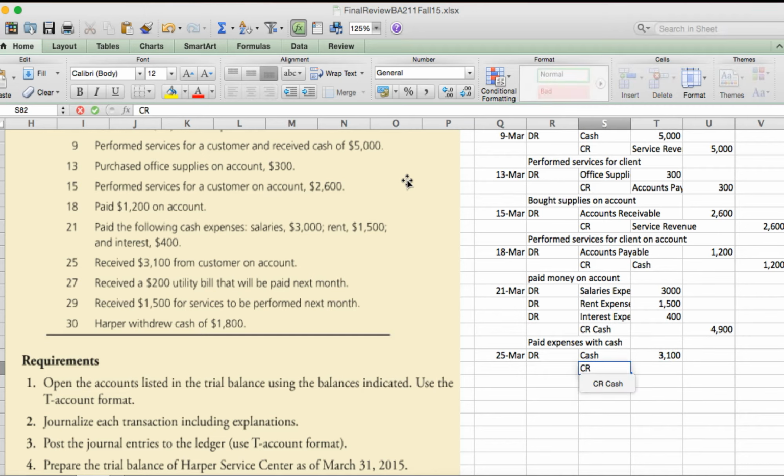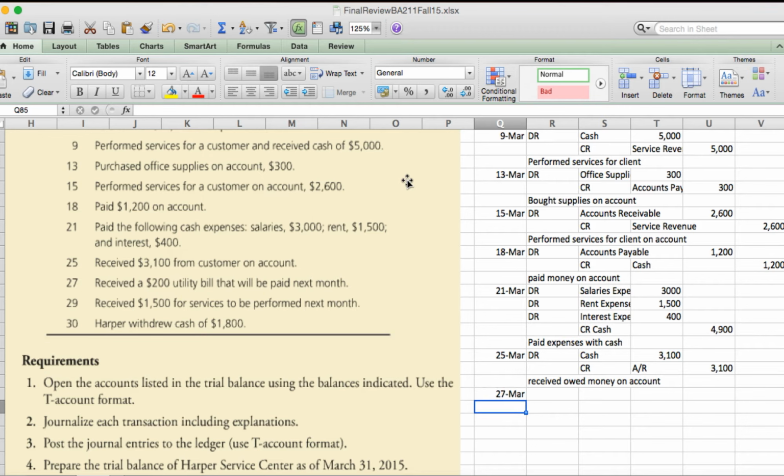What goes down when I receive cash for something that they owe me is accounts receivable, which I'll just abbreviate. So that now shows that they don't owe me that $3,100 anymore. Received, owed money on account.